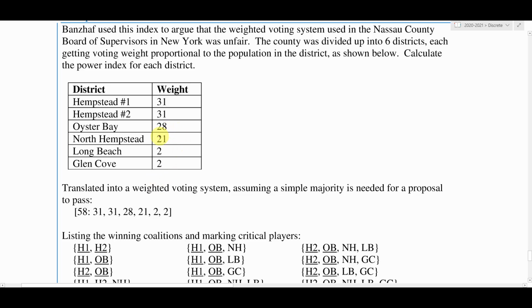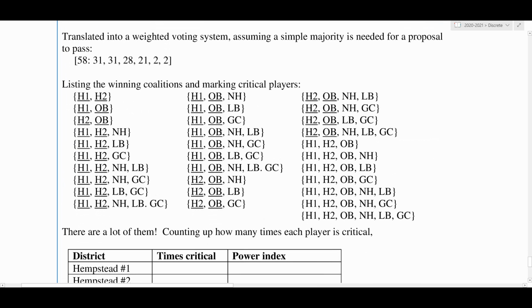The question is whether or not that is an actual fair way to determine how much weight you get. All right. So I imagine that Long Beach and Glen Cove are the ones that are unhappy, and they want to do this analysis to see what's going on. All right, so let's see what happens here.